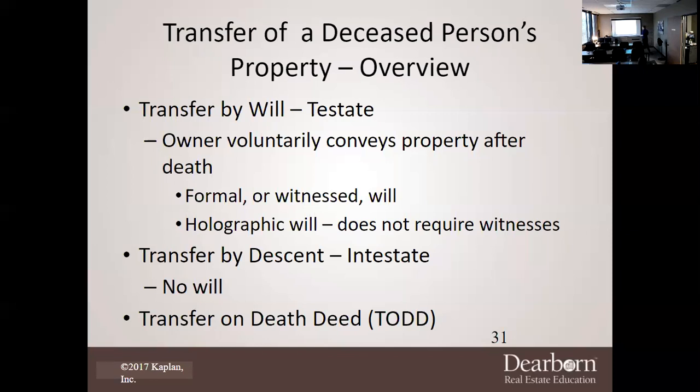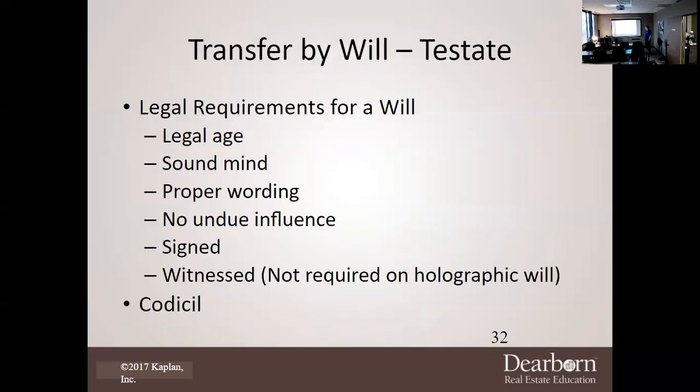But again, it's voluntary. Now, intestate, of course, is the basics of no will. So if a person dies intestate, there's no will, period. And then, of course, there is a transfer on death deed, and we'll talk about that later on. Now, what are the requirements for a will? Well, of course, we got to be of legal age. So, Miss Linda, if you're creating a will, you can't be 15 and create a will. You have to be at least 18 years of age, or whatever your state classifies as legal age.